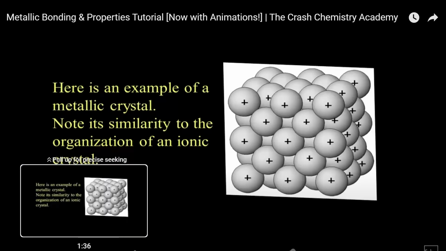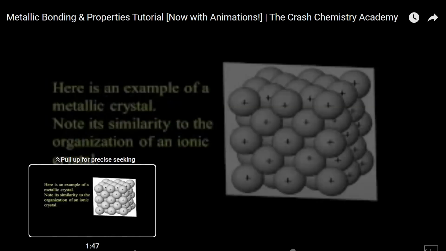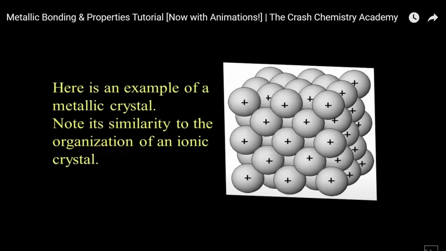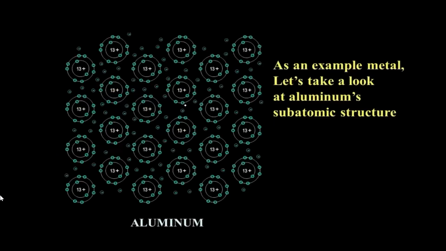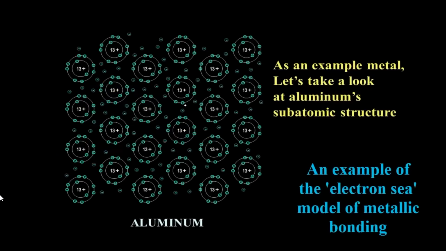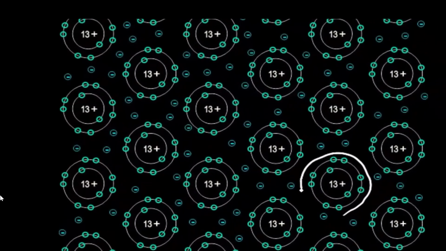Well, let's go and take a little look and see what happens. Here is what's happening at the subatomic level. This shows us how the positively charged cations in the metallic crystal can stay together. As an example, we'll take a look at aluminum. Looking at the subatomic structure, we can see each aluminum atom has 13 protons, but only 10 electrons.